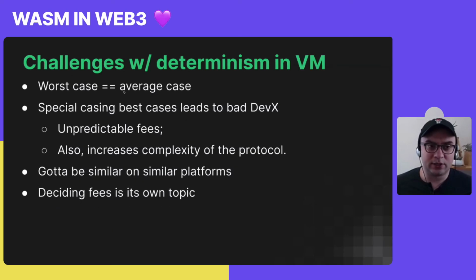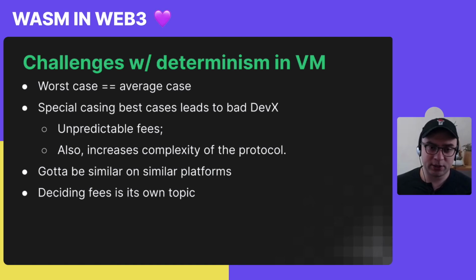We also had lots of challenges with determinism in the virtual machine. First of all, as all of you know here, the worst case scenario in the blockchain space is what determines the fees. Usually it's not the best case scenario, because if you optimize your fees to target the best case scenario, then your blockchain is going to be vulnerable. Someone might be able to trigger the worst case scenario. So yeah, the worst case scenarios dictate the fees, which dictate TPS on your blockchain at the end of the day.